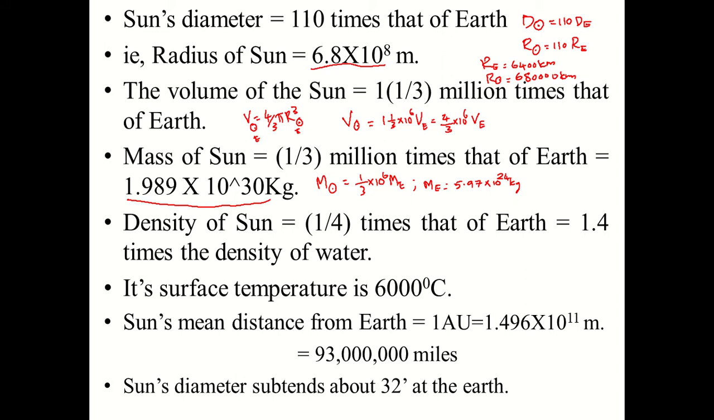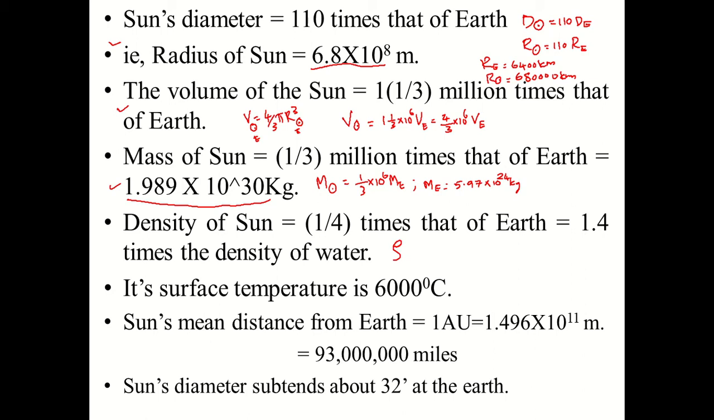So we have discussed the diameter, the size, the volume and the mass. Now, if you consider the density of the Sun, the interesting thing is that the density of the Sun is less than that of Earth. Radius, mass, volume and so on are much greater than Earth's, but the density of the Sun is less, 1 by 4 times that of Earth. Or the density is a little higher than water, 1.4 times the density of water.